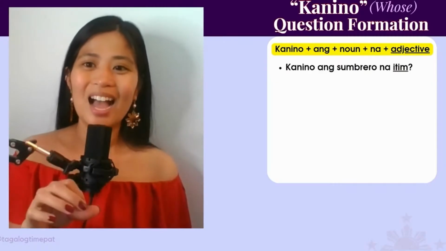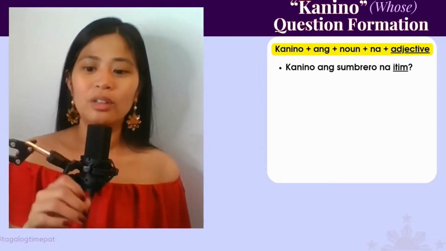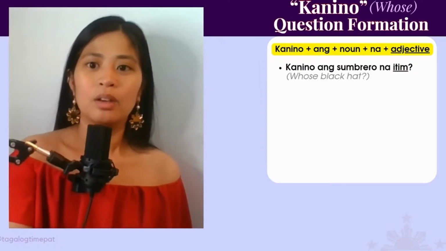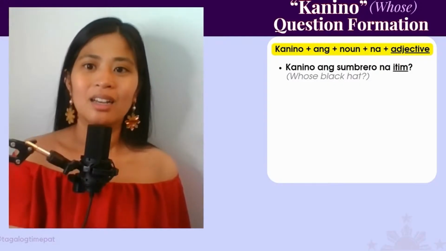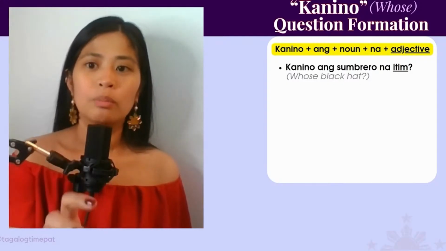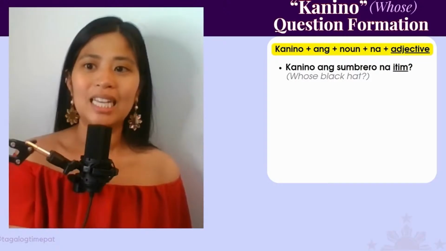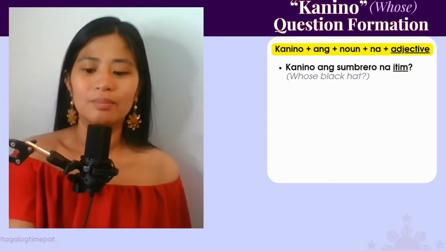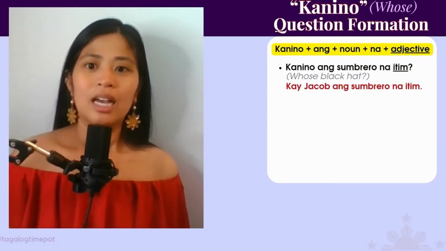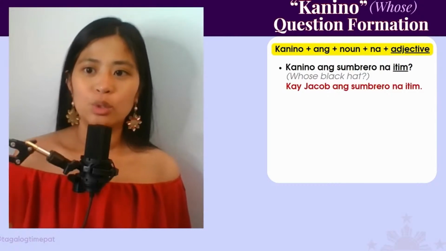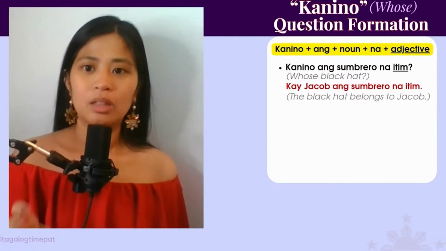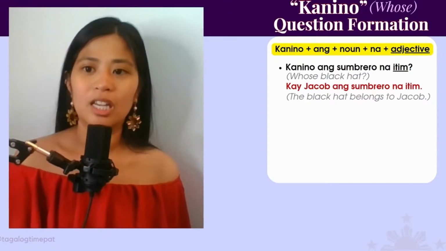So, kanino ang sombrero na itim? Whose black hat? Sombrero is hat, na itim. Itim means black. Now the response. Kay Jacob ang sombrero na itim. The black hat belongs to Jacob.